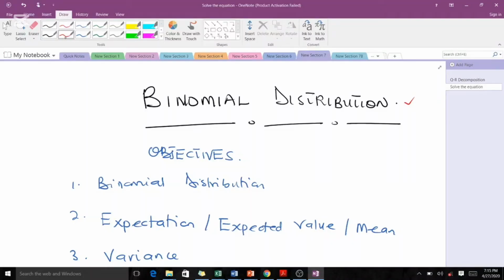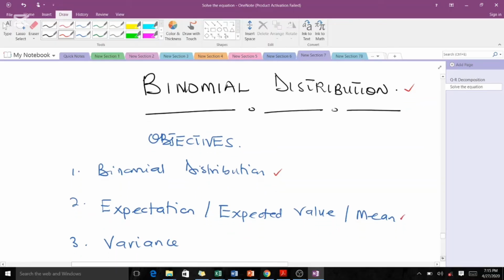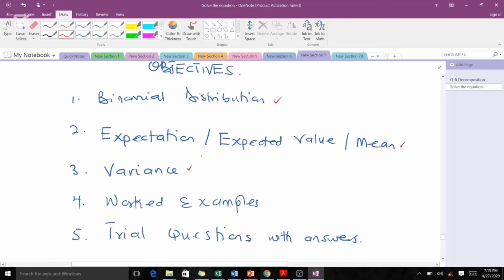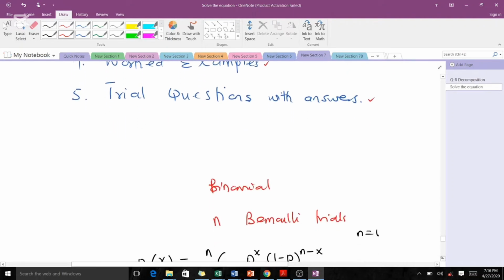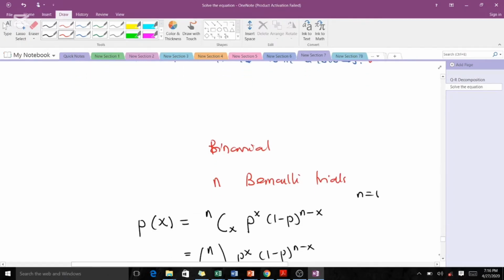Today we are talking about binomial distribution. So we will be looking at our objectives: one, binomial distribution; two, expectation; three, variance. Of course, if you know the variance, you can find the standard deviation. We will also talk about worked examples and trial questions with answers. So we just have to work them out and compare them with their answers.